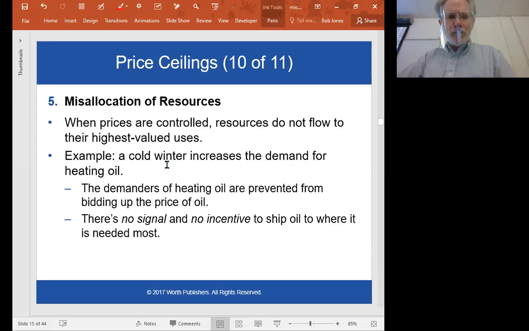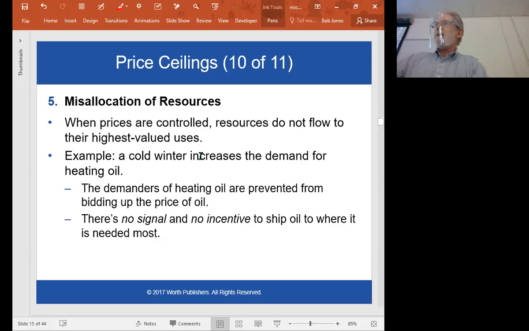And they give a really good example with heating oil. If you have a really cold winter in the Northeast, then the demand for heating oil is going to go up, and that's going to push up the equilibrium price there. And in, say, Los Angeles on the West Coast, they're not going to be using a lot of oil for heating, but they do use oil for other things, like heating their swimming pools. Okay? Well, if you have an extreme shortage on the East Coast, people can't heat their homes.